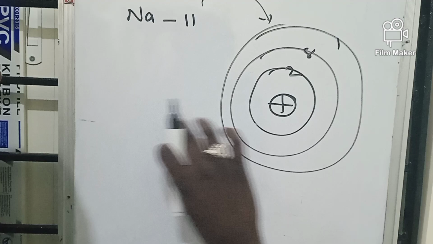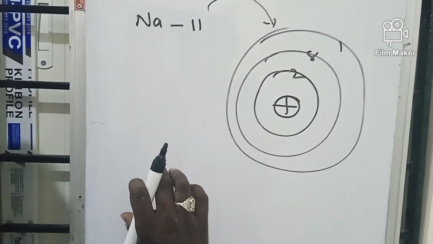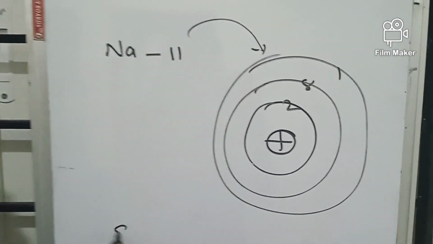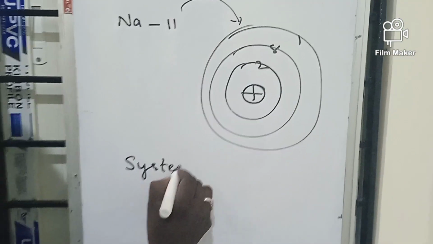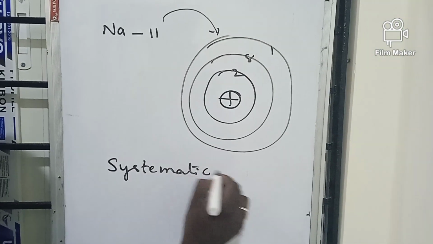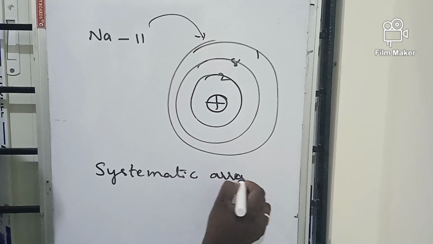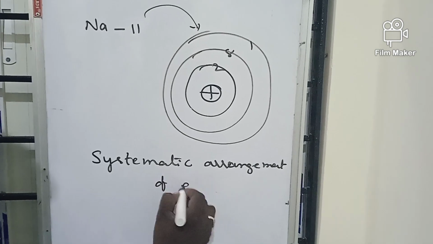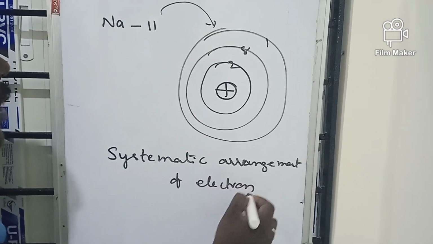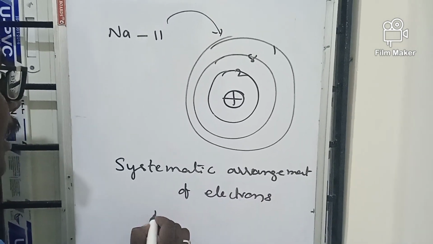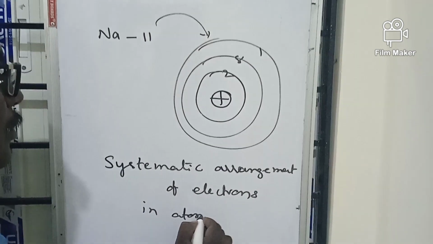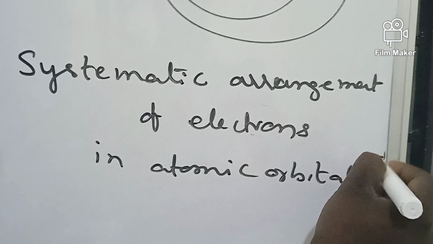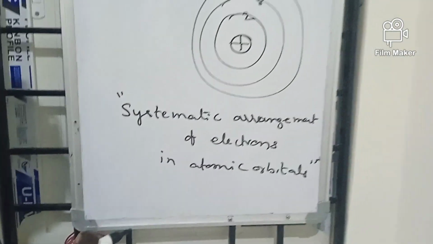Like that, the systematic arrangement of electrons in atomic orbitals is called electronic configuration. Systematic arrangement of electrons. Where will we arrange the electrons? In atomic orbitals. So this is electronic configuration.